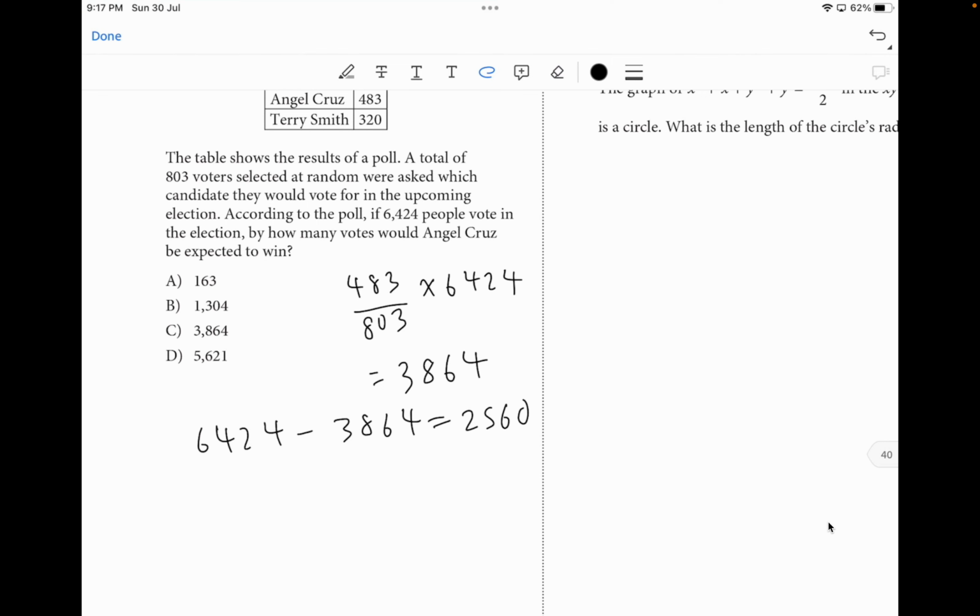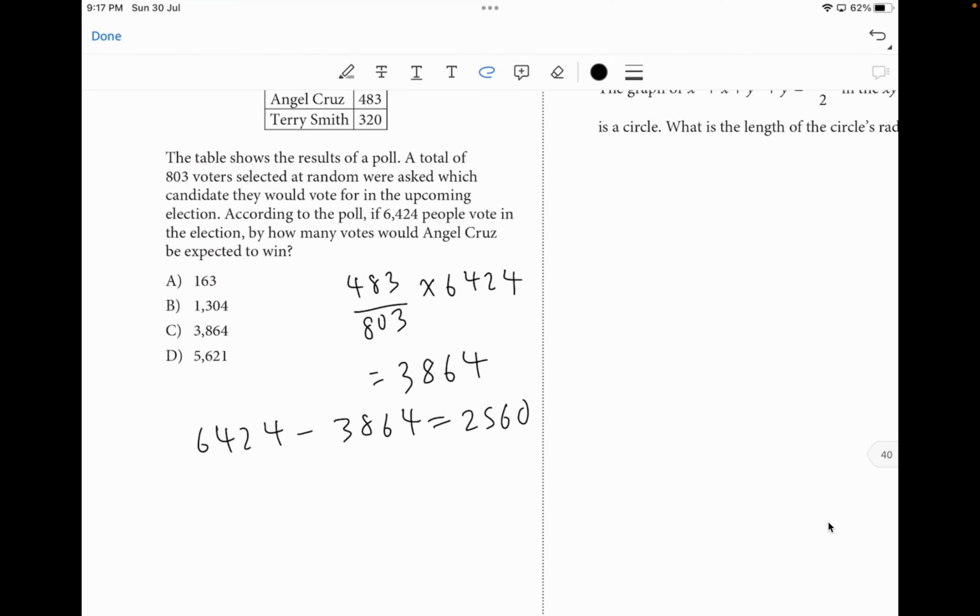Now, for the difference in the number of votes for and against Angel Cruz, we have to subtract the votes accordingly. So we have to subtract 3,864 minus 2,560 to find out how many votes this is, right? It's written by how many votes would Angel Cruz be expected to win. So he would be expected to win by roughly 1,304 votes. So that's going to be option B here, right? Option B is going to be your answer for question number 26.